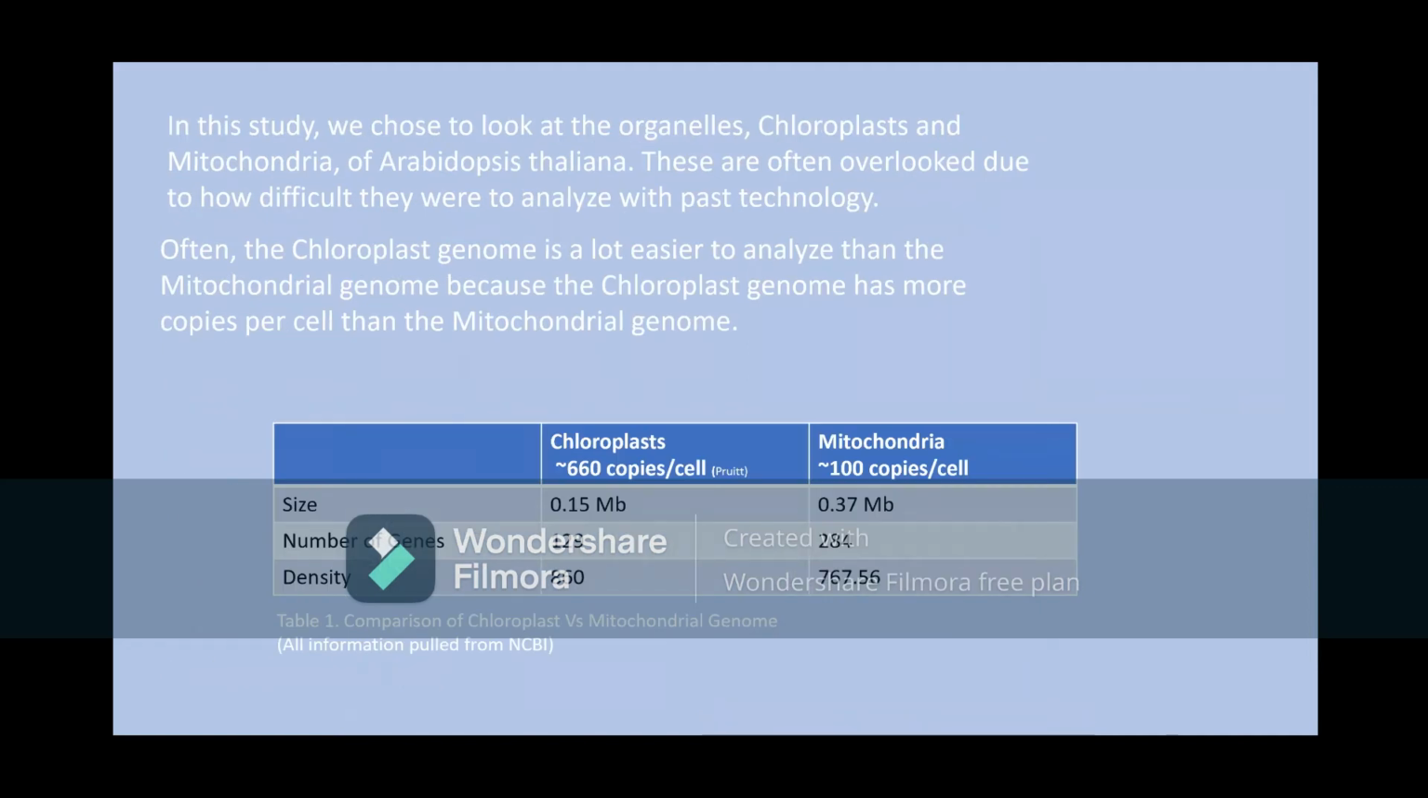We decided to look at the organelles, chloroplasts and mitochondria, because they're not often studied in most plants because, once again, they are hard to identify. The chloroplast genome has a lot more copies per cell than the mitochondrial genome, which makes the chloroplast a little bit easier to identify and to work with. But overall, both of them are not very studied often because of how hard they are to see.